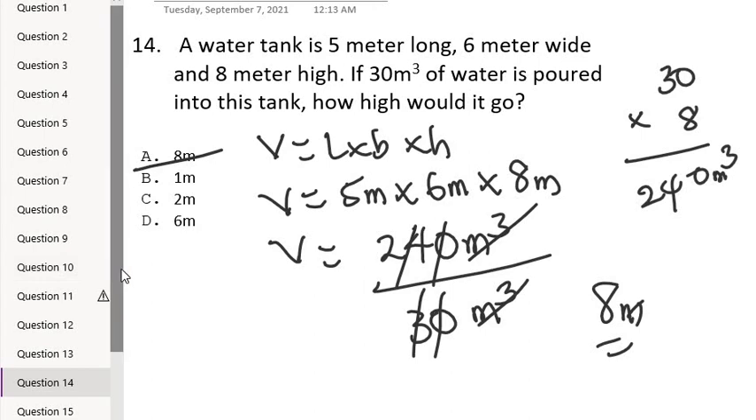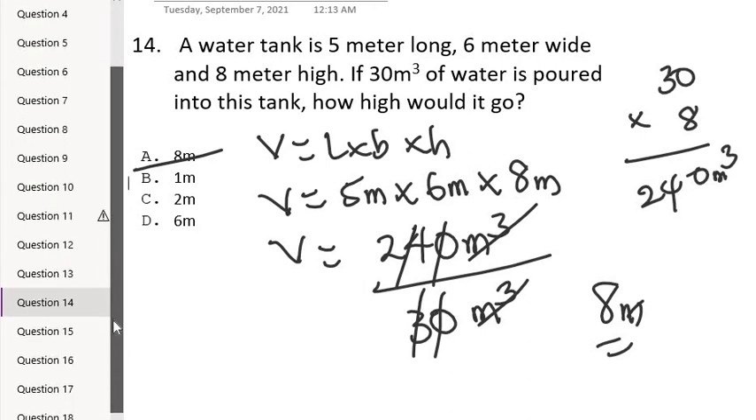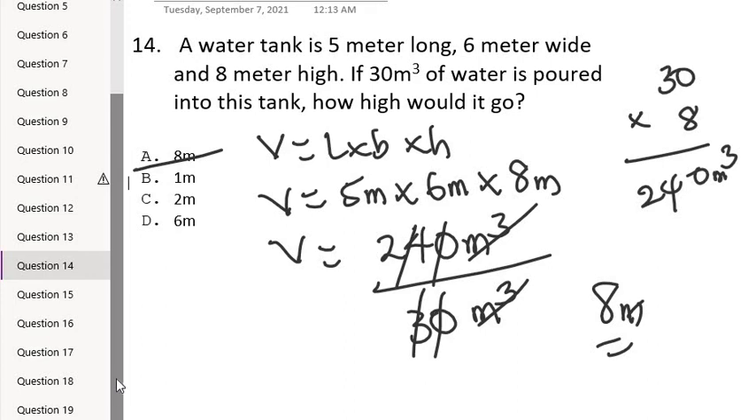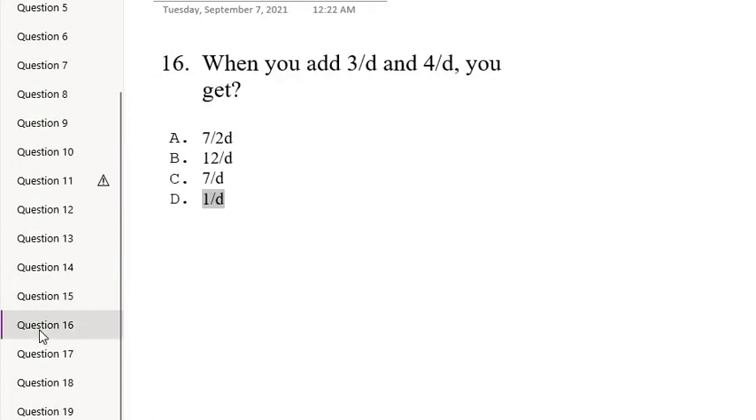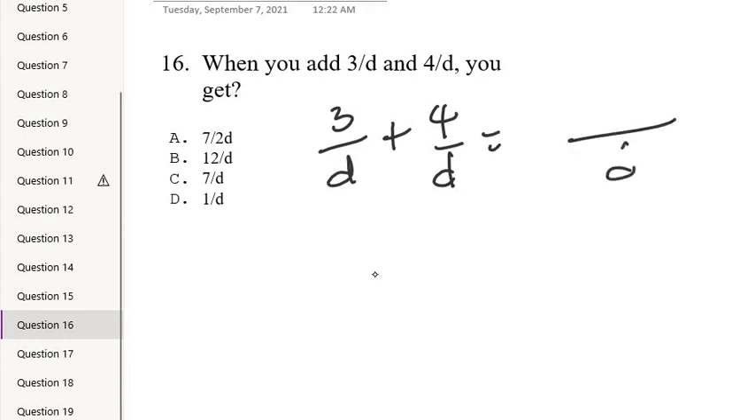Okay. Now we are going to question 15. A quadrilateral has dash number of sides. The answer is 4. So we don't need to solve that. Question 16. When you add 3 over D plus 4 over D, what will it give you? Since the denominators are the same, I'll pick one D. 3 plus 4, 7 over D. C.